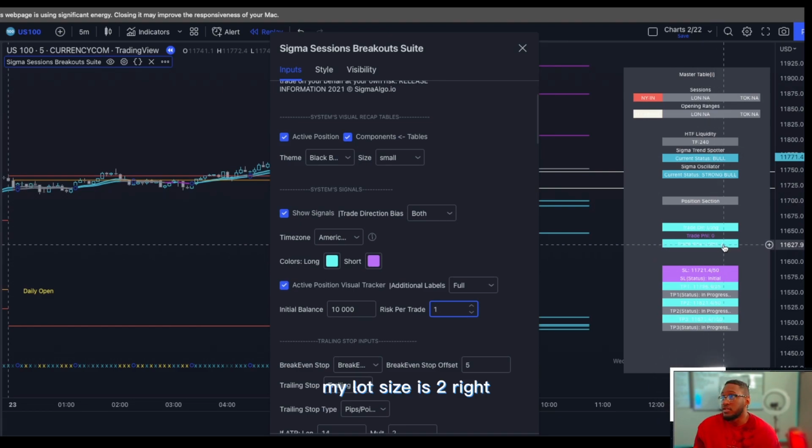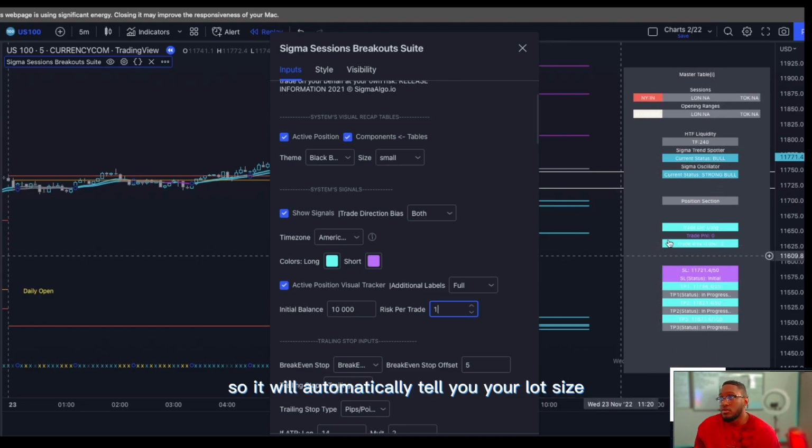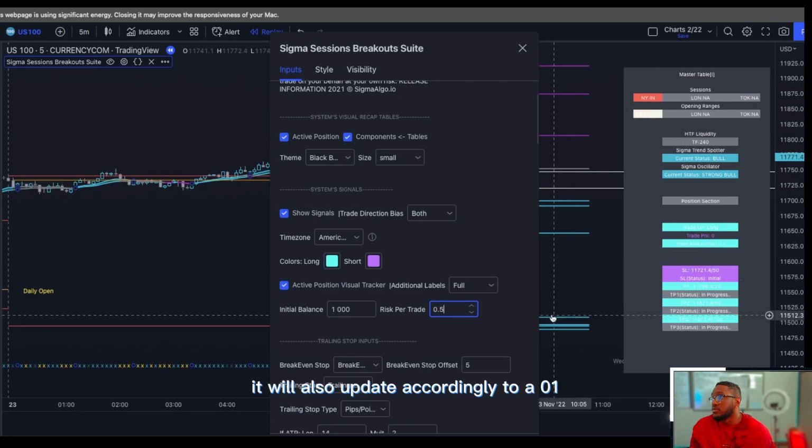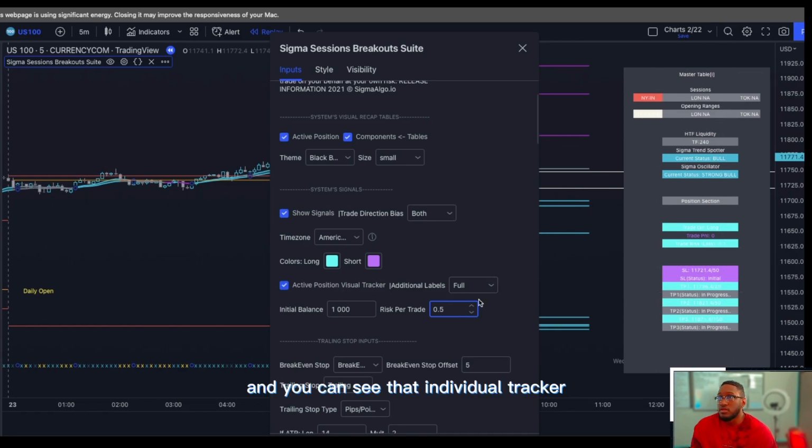My lot size is 2. So it will automatically tell you your lot size based on your account. If you have a $1,000 account and you're trying to risk a 5% risk, it will also update accordingly to a 0.1, and you can see that active visual tracker.